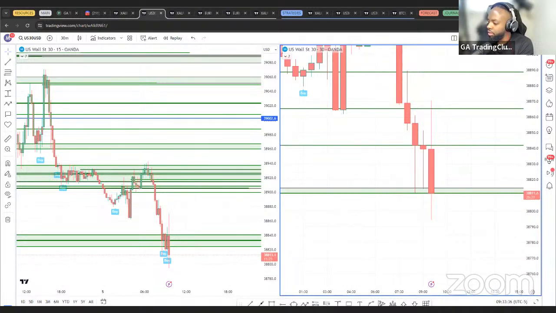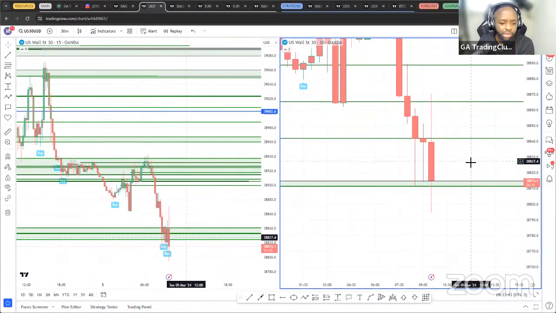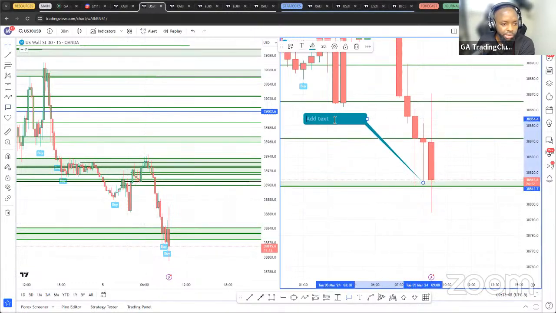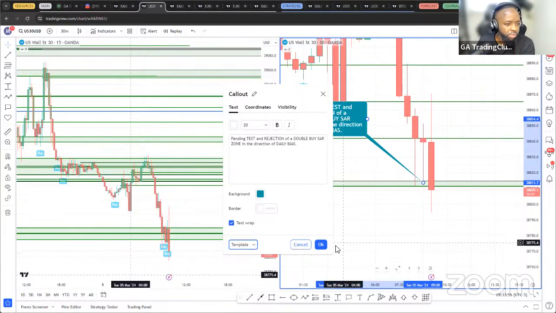Today is, what is today? Tuesday, March 5th. There's a US 30 trade that's coming up here. Before I go over the daily bias, I really don't want to miss this trade. Our daily bias for US 30 is bullish. What is this? This is a test and rejection buy. It already validated.